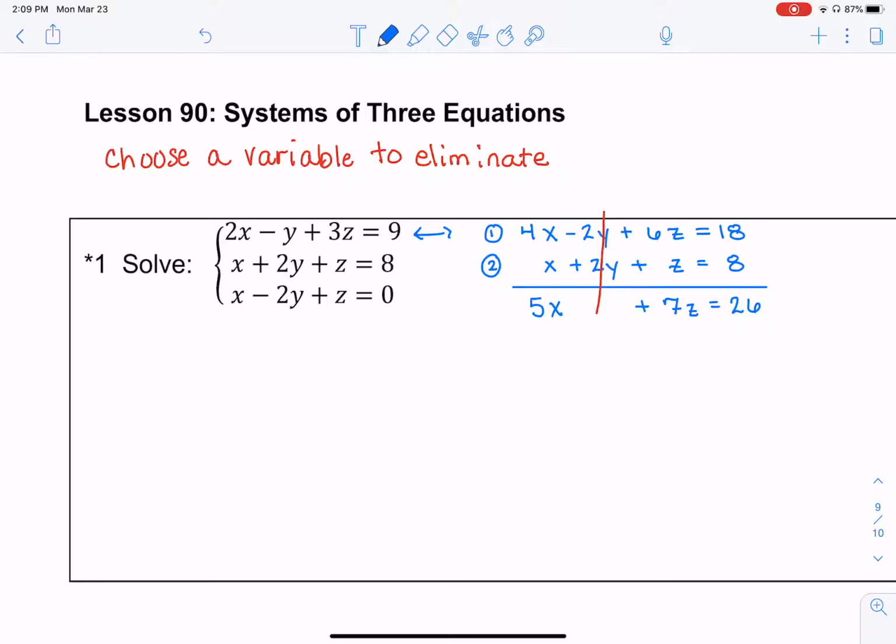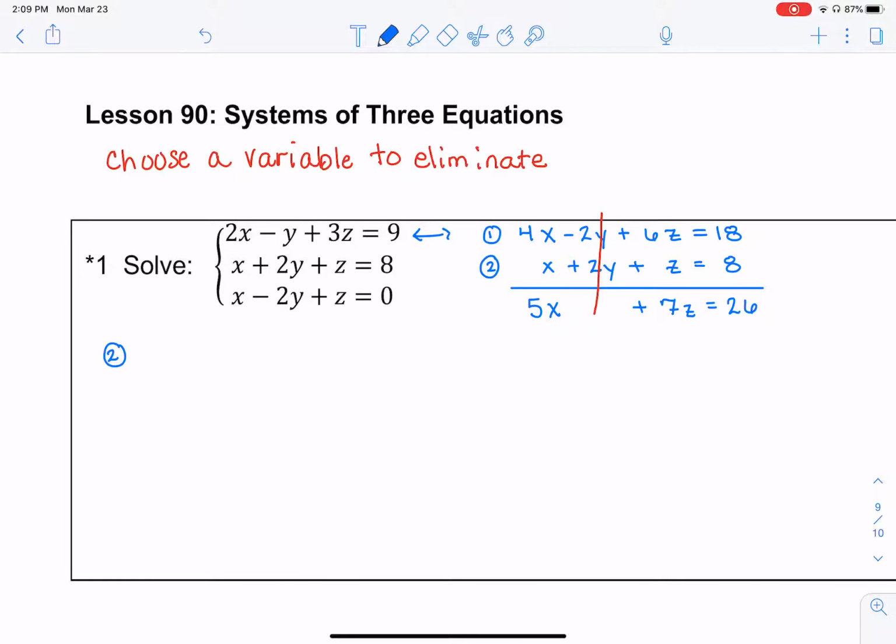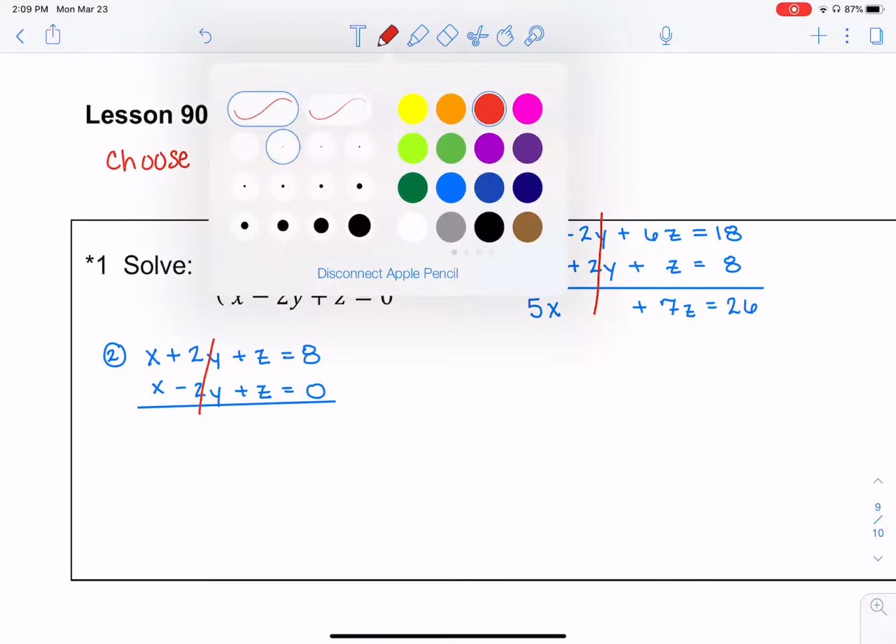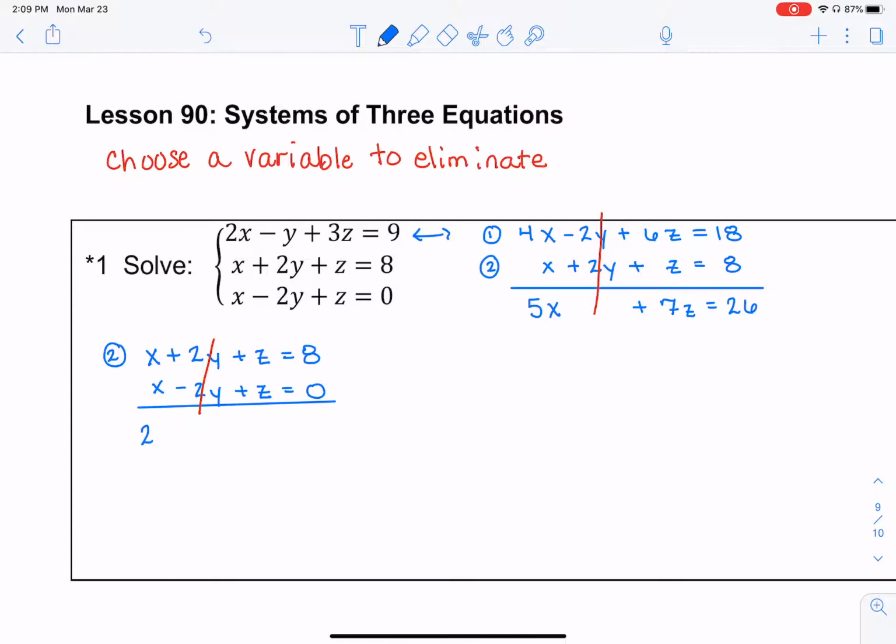That used equations 1 and 2. Now I'm going to focus on equations 2 and 3 together. I don't need to modify anything. I'm just going to copy down equations 2 and 3 because they will cancel out the y values. They're already set up. One is a positive 2y and the other one is a negative 2y, so they are set up already to cancel out y. So as I set them up here, I notice the y's cancel, and I add straight down. I get 2x plus 2z equals 8.